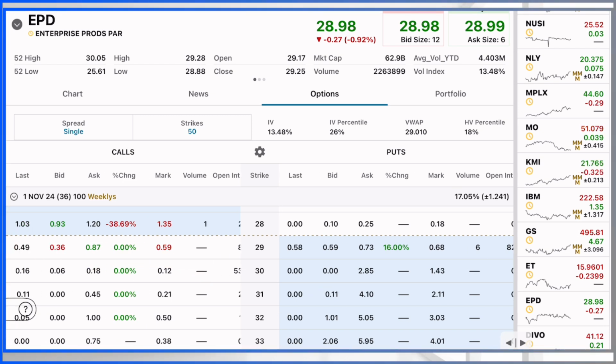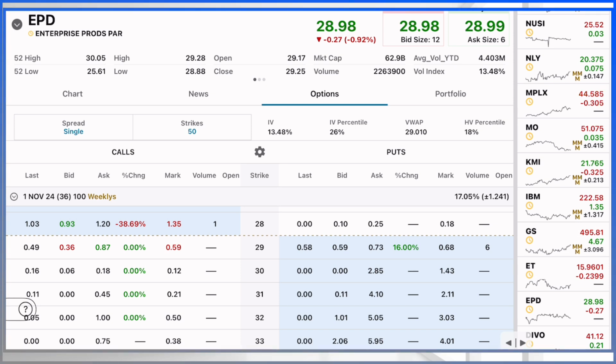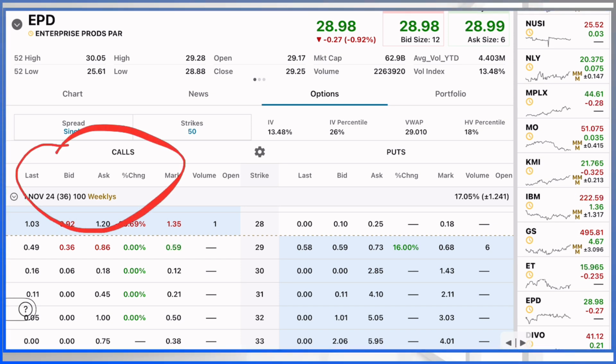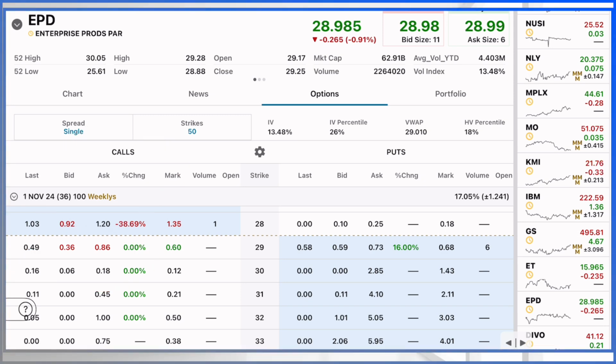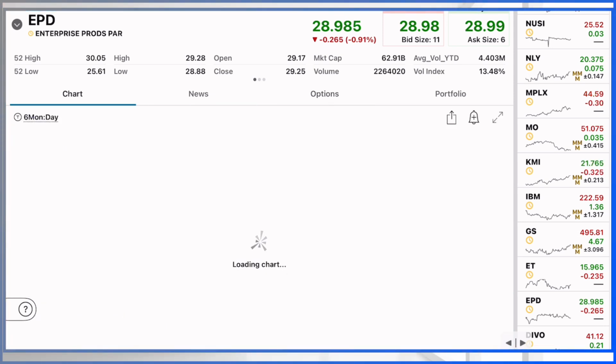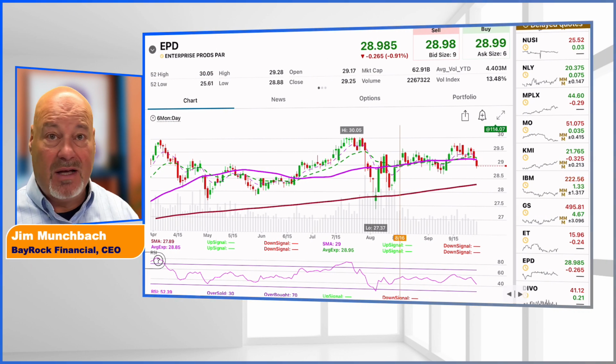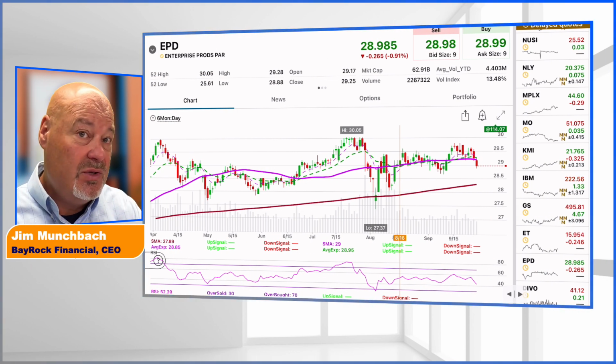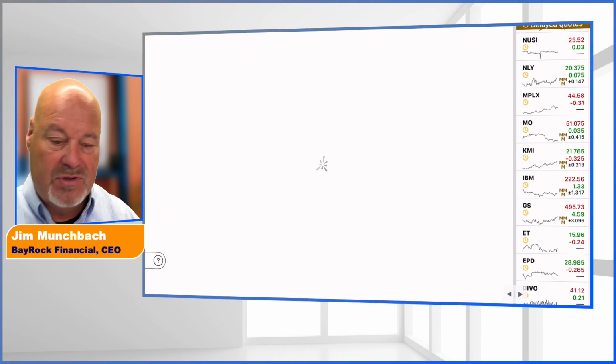It's hard to look at that one contract right there, but it's the bid-ask, the last, just not a lot of premium, not a lot of juice. It's not something that I would want to mess with. And that's how I evaluate a stock to see if it makes sense to put it into our covered call strategy.